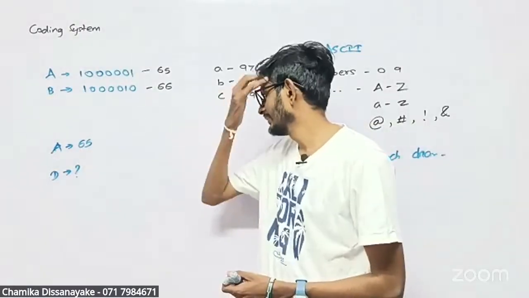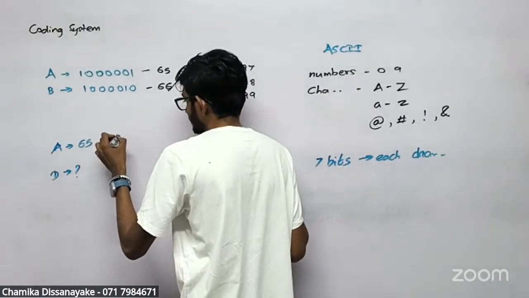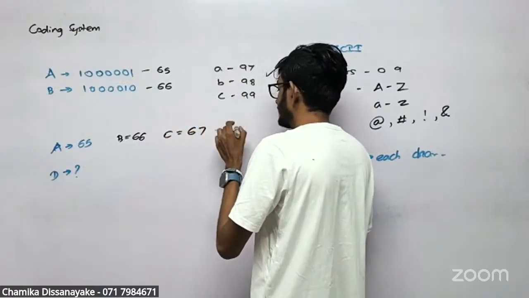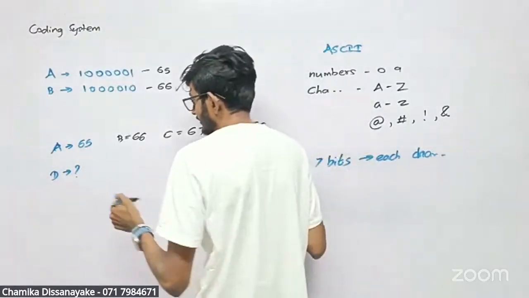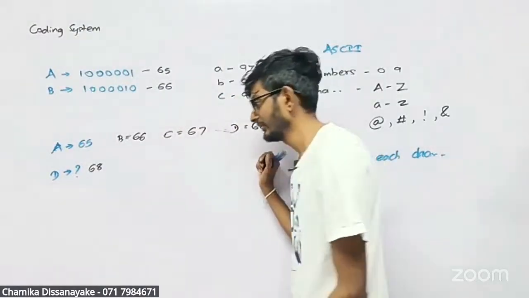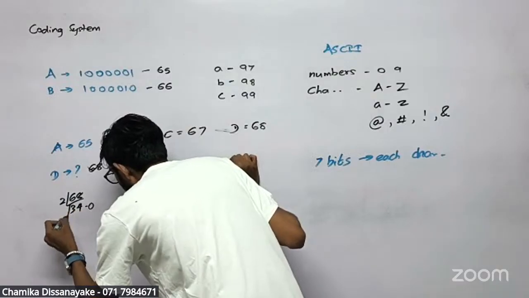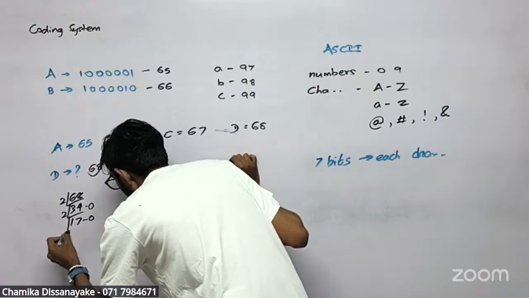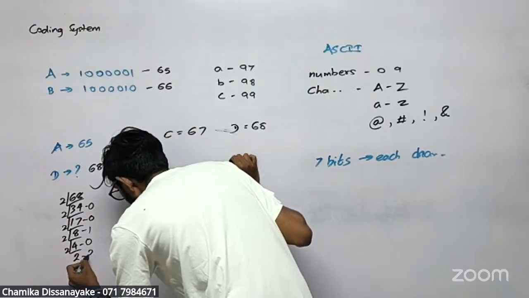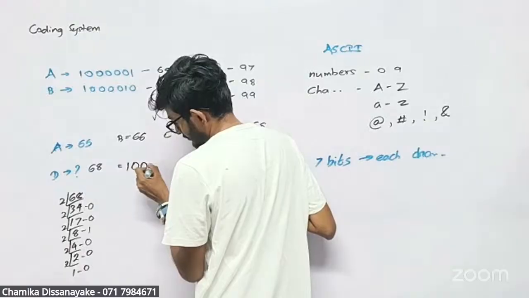It is simple. Okay, A is 65, so B is 66. C is 67. D is 68. So then D will be 68. You can just convert 68 to binary, and then you will have the value. Okay. Let's convert 68 to binary. It will be 1 0 0 0 1 0 0.